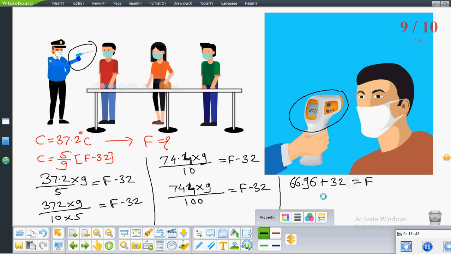So from this F equals 98.96 degrees Fahrenheit. So the reading of that particular person is safe in nature, right?